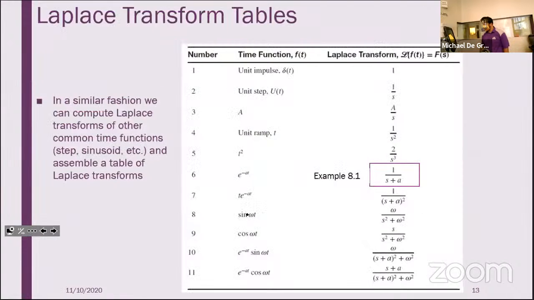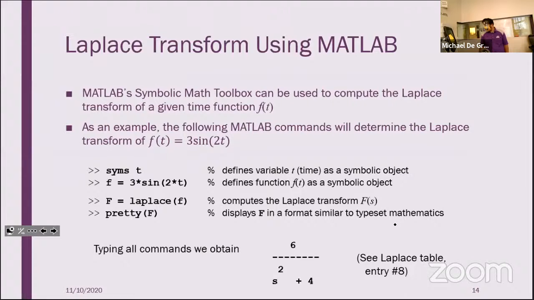Go back to our table. So sine of omega t. So this should be A times sine of omega t. Omega for us was 2. And we should get out omega, so 2 over s squared plus 2 squared. That's what we should get. Whole thing multiplied by 3, because there's a constant. Hey, look at that. 3 times 2 on the top, divided by s squared plus 2 squared. Look, it checked out with our table.